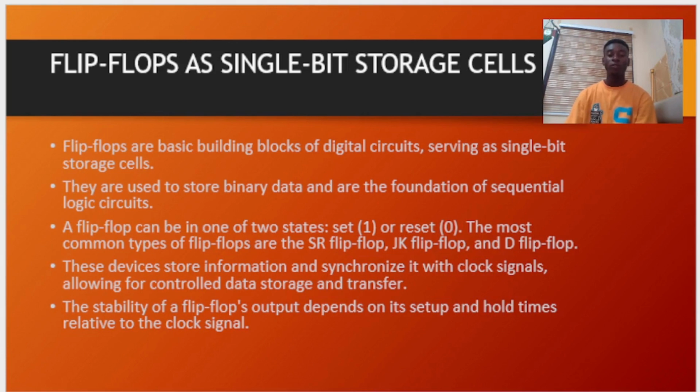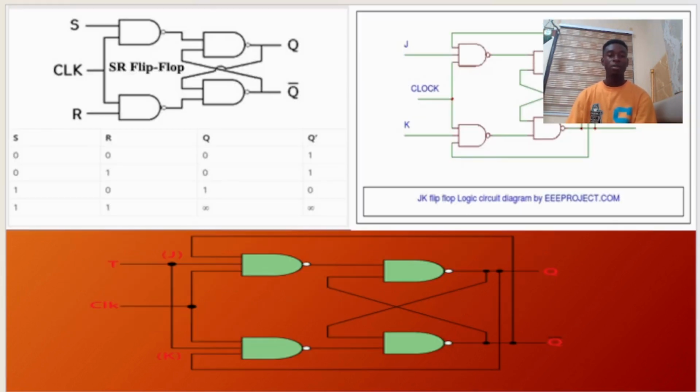The most common types of flip-flops are the SR flip-flop, the JK flip-flop, and the D flip-flop. He also elaborated more on that and made us understand how these flip-flops operate. We also understood that these devices store information and synchronize it with clock signals, allowing control of data storage and transfer. And we also understood that the stability of a flip-flop's output depends on its setup and hold times relative to the clock signals.